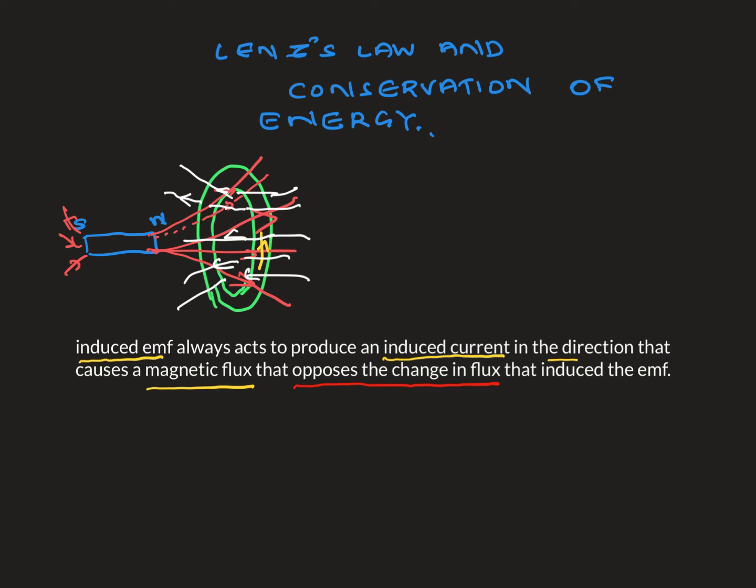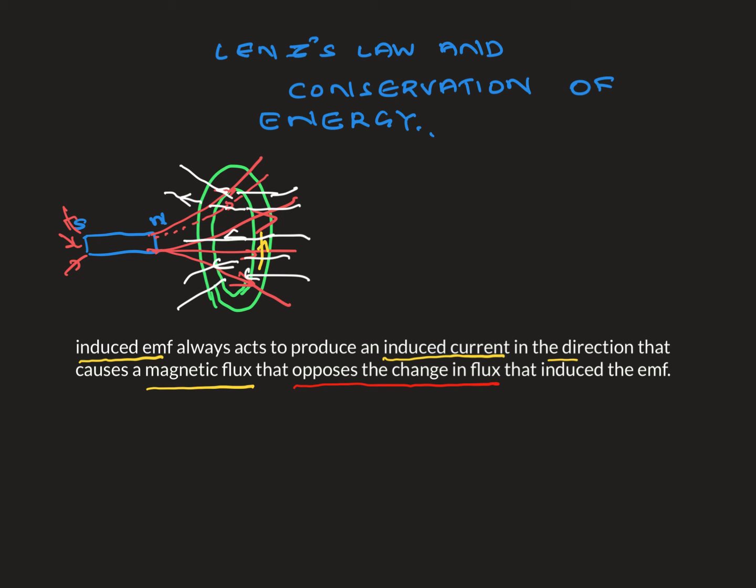So let's look at that again. We have an induced EMF, which is the red one here. That always acts to produce an induced current. The induced current is the one in yellow. It's causing the current that's in yellow, in the direction that causes a magnetic flux. The magnetic flux caused by the induced current is the one in white. That opposes. So the magnetic flux produced by the induced current is opposing the original magnetic flux that induced the EMF.